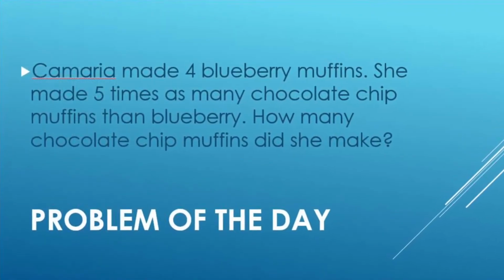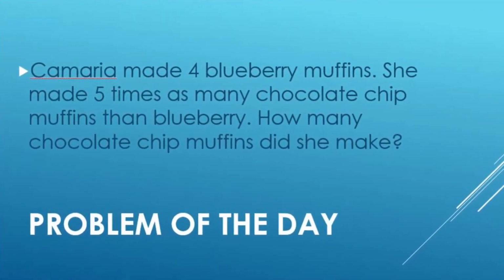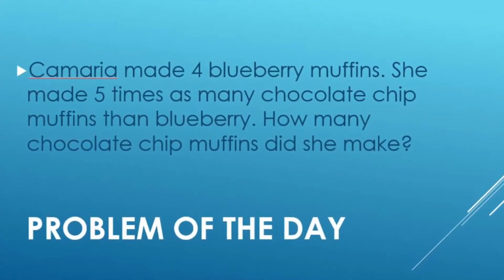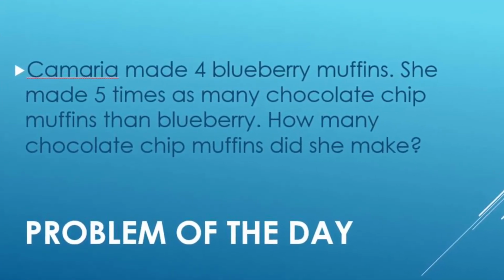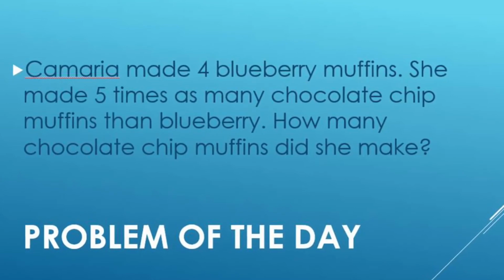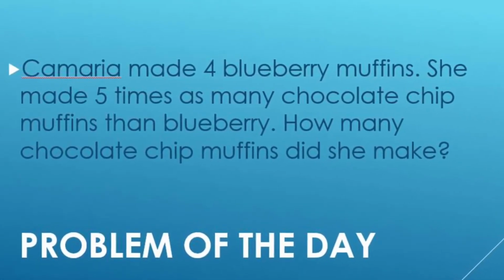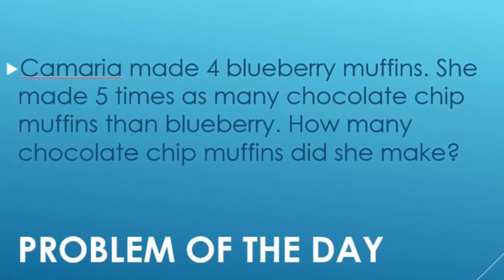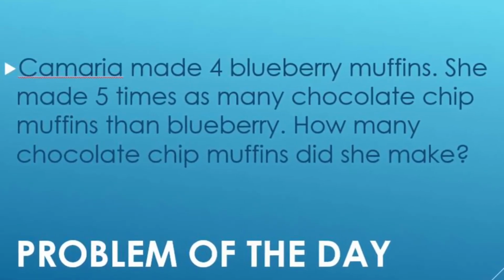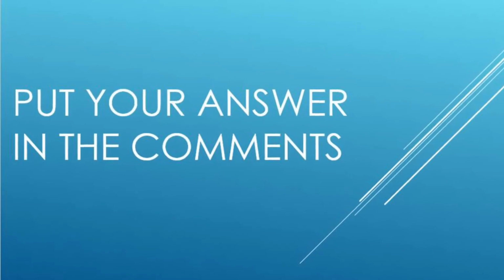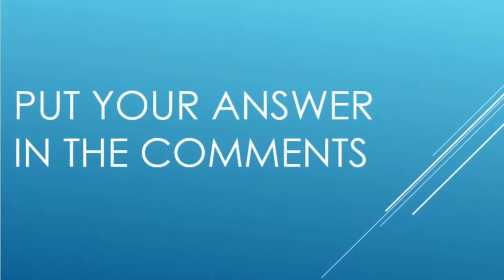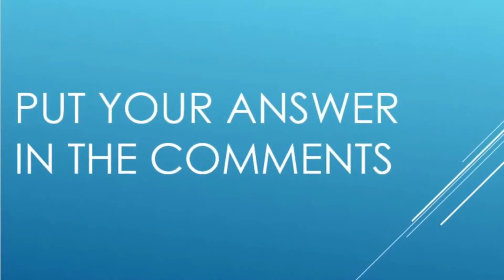Now let's practice one of these comparison problems. Our first problem reads, Kamaria made 4 blueberry muffins. She made 5 times as many chocolate chip muffins than blueberry. How many chocolate chip muffins did she make? Think about the comparison that it's asking us to make as you begin to solve this problem. Make sure that you have your answer in the comments and that you're ready to move on to check your answer.